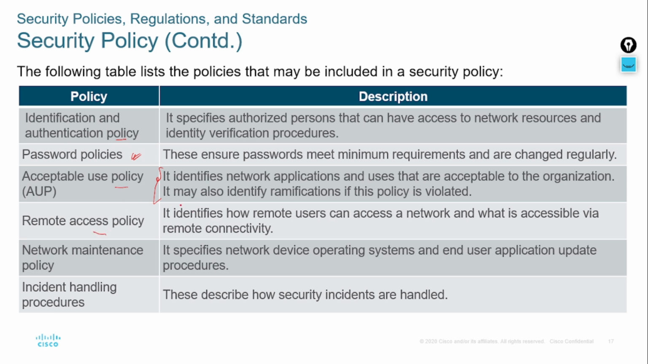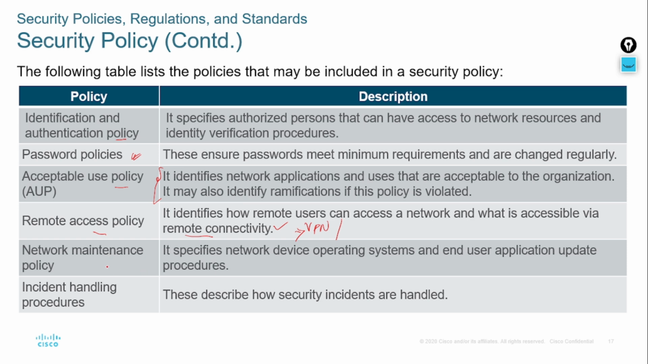And then you have remote access policy, which just identifies how remote users can access a network and what is accessible via remote connectivity. So you might also define here that if you have to use the remote network, you need to maybe use a VPN. Maybe the organization has its VPN, and also define the resources that can only be accessed remotely.